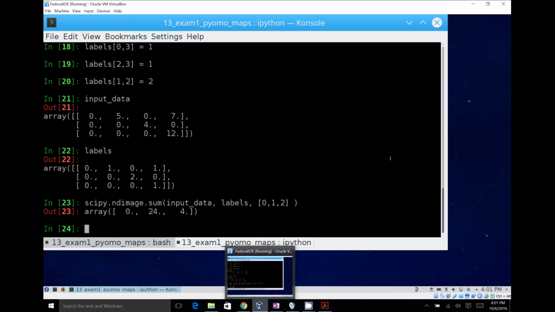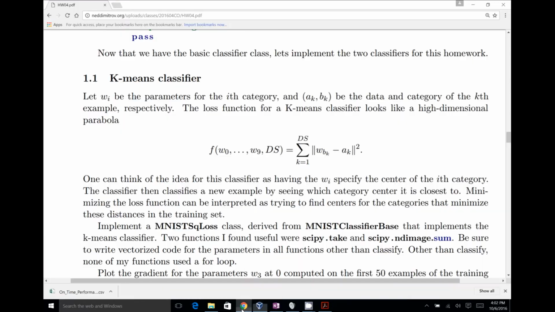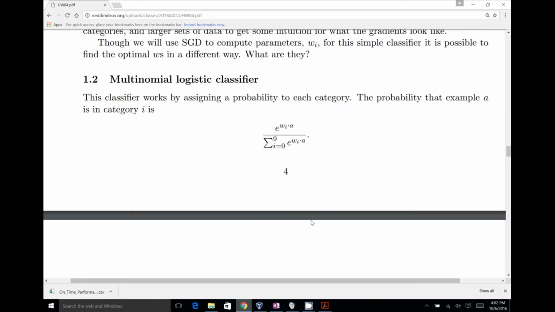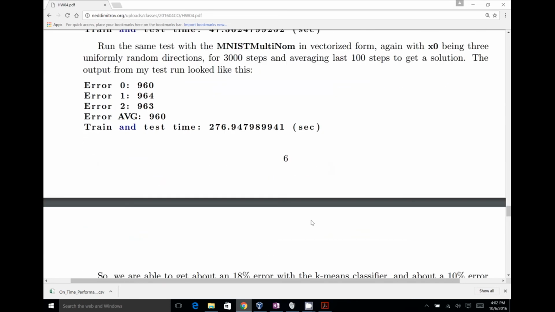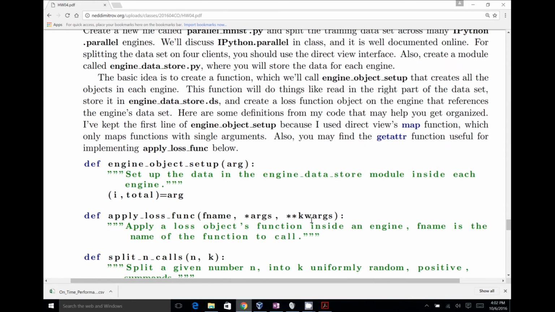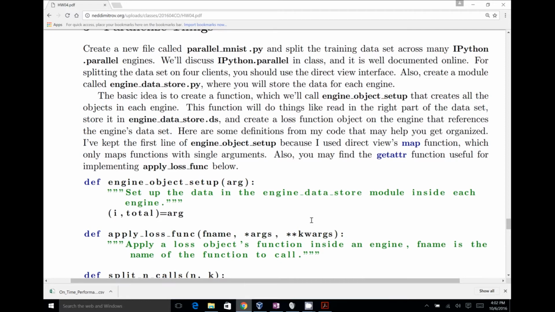Okay, other questions about homework 4 before we talk about the exam? Yeah? Can you just go high level with the parallel and engine data storage module in script form, or how we should use it? So your question was at a high level, how do you set this up? Well, you recommend using 2 Python scripts. One is parallel_mnist.py. The other one is engine_data_store.py.